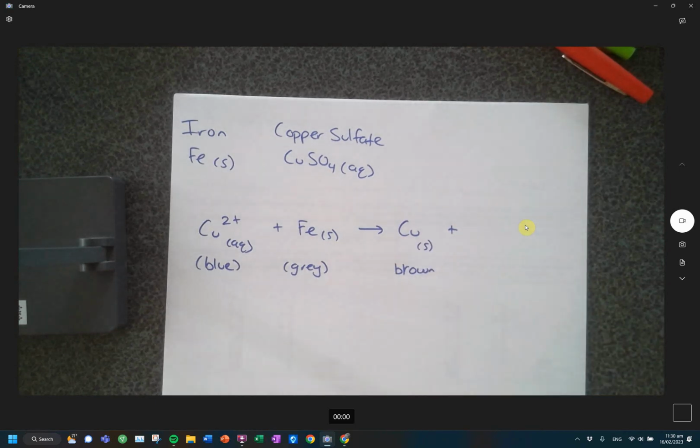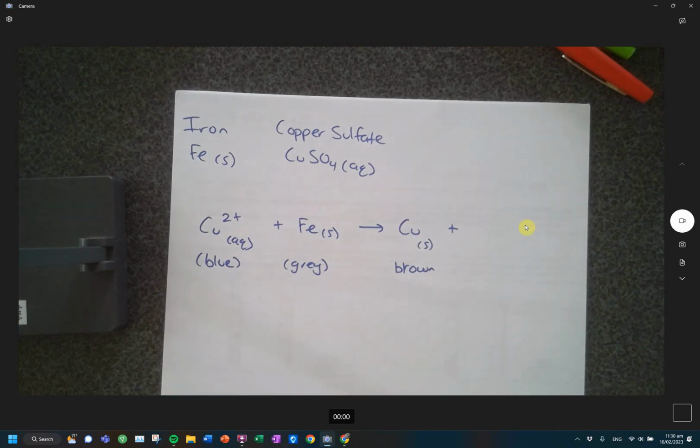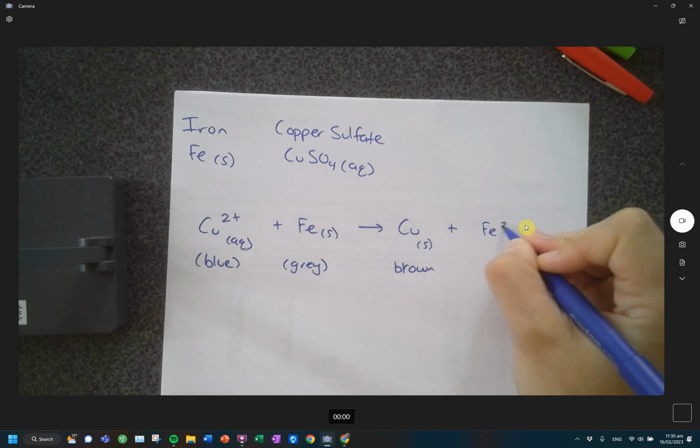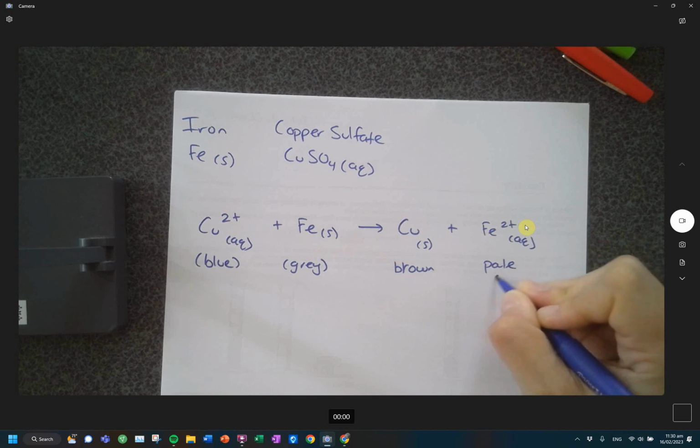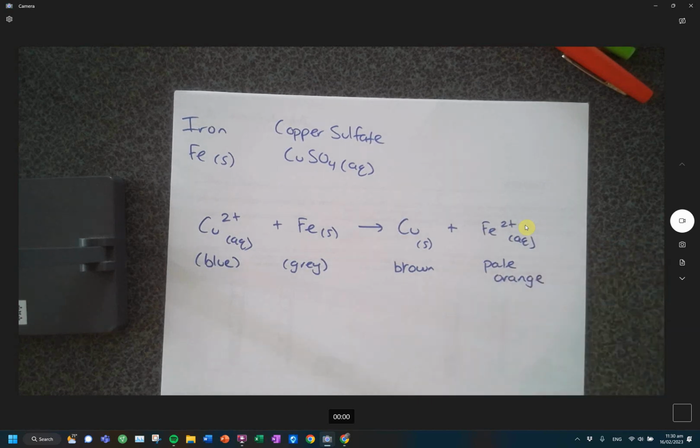I'll have a look around for it, Neil. All right, so that was the first thing we observed. What did we observe with the solution? Did it stay blue? No, it got paler, didn't it? Which makes sense because we're losing the copper ion. Now, the other one you probably wouldn't have seen as easily, and that was the iron 2 that was forming. The iron 2 is that orangey color. We good so far? All right.